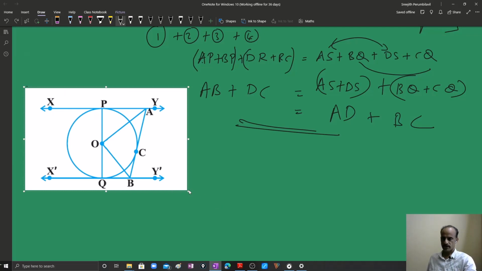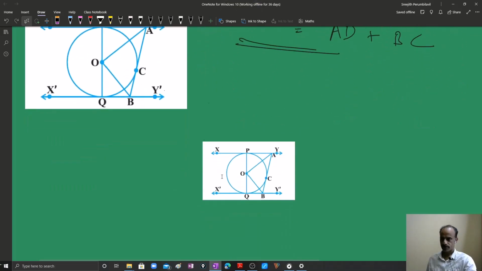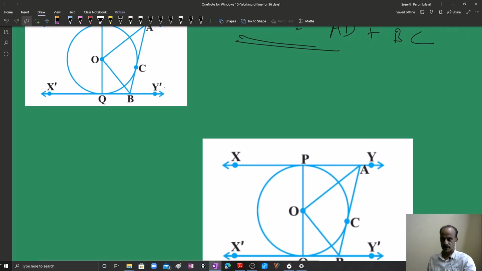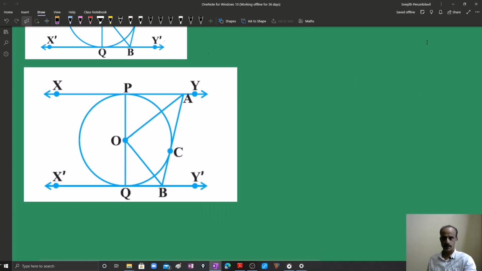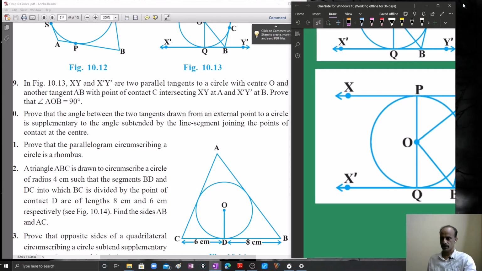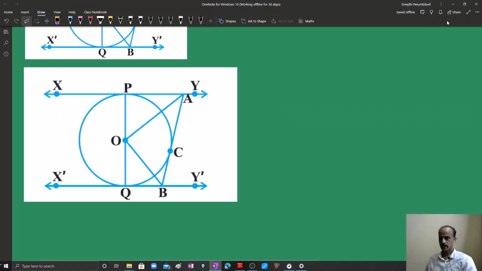So let us consider a fresh and a little larger figure. We are solving question number 9. So in this, these are all tangents. XY is a tangent, X'Y' is a tangent, AB is also a tangent, with point of contact C.